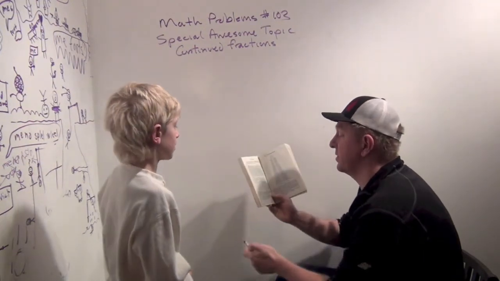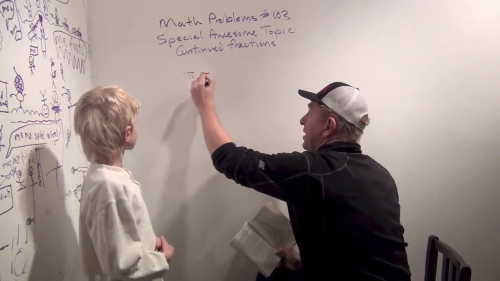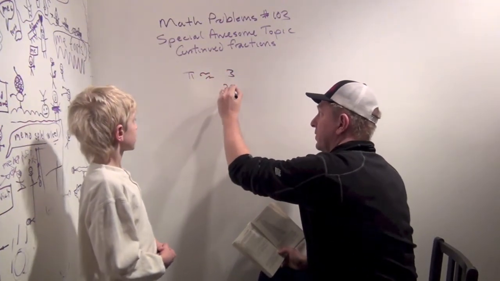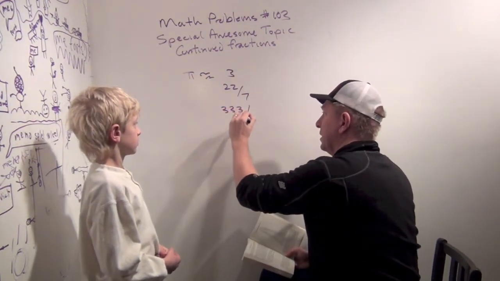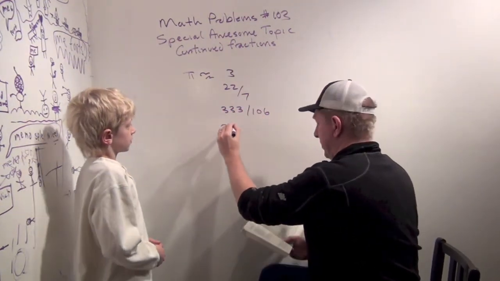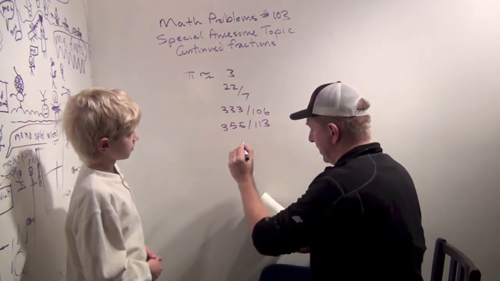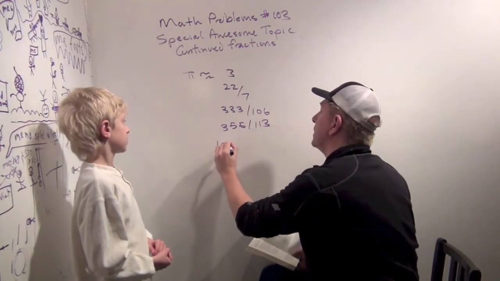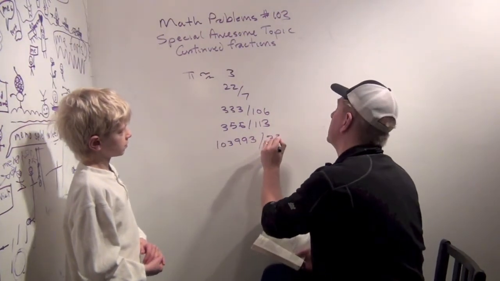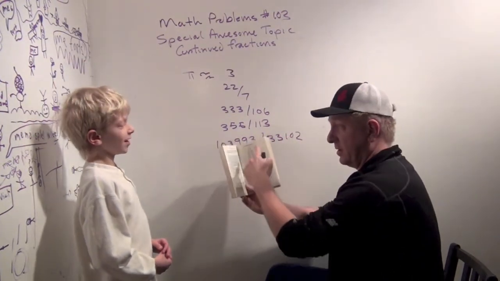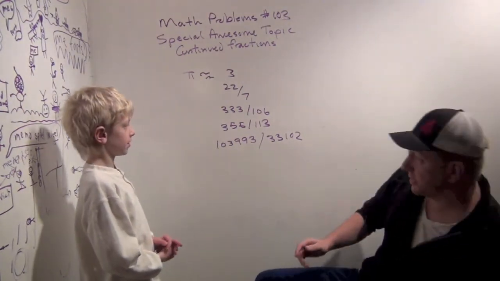Right, and it was this long fraction that gave us approximations that pi is approximately 3, 22 sevenths, I don't remember the other ones, 333 over 106, 355 over 113, and then came this crazy one, 103,993 over 33,102. And then there was a whole list of them, right? Yeah, it was pretty neat. So that was fun, right? We got to do a lot of work with continued fractions.